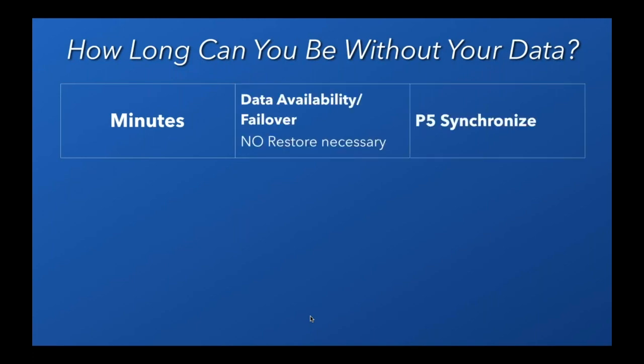Yeah. So, how do you find out which solution is right for you, and how do you segment your data to have the right solution protecting the right part of your data? So if you have time-critical stuff, how long can you be without your data? If you have time-critical files that you can only live without for minutes, then you definitely need a data availability or failover solution that doesn't require a restore process, but requires only a switching process from storage A to storage B. And Archiware P5 Synchronize is the solution for that.